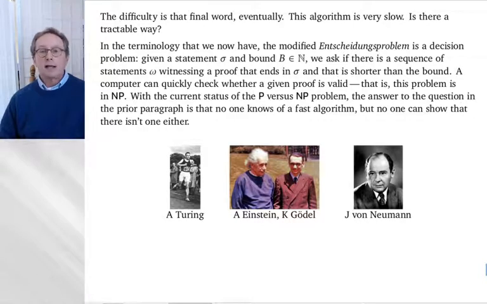Okay, so that's exactly what we've been thinking about. Witnessing a proof: the proof has to end in sigma, and we're looking for it to be shorter than the bound. That is to say, we're looking for it to be tractable. A computer can quickly check whether a given proof is valid, that is to say, proving these things is in NP. With the current status of the P versus NP problem, the answer to the question in the prior paragraph is that no one knows of a fast algorithm, but no one can show that there isn't one either.